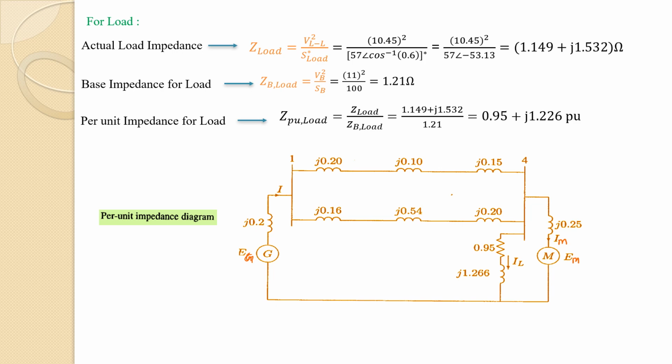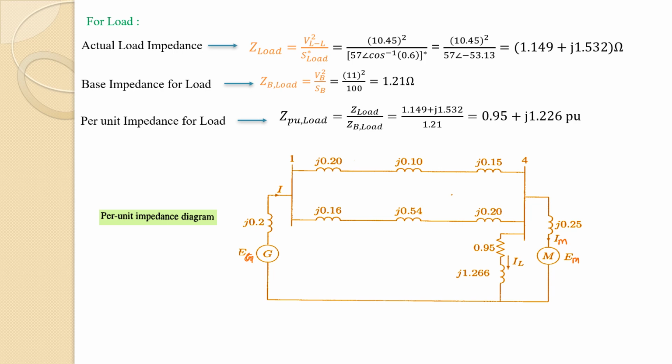Now we can calculate the per unit impedance for the load. So the per unit value will be the actual value divided by the base value, that is Z per unit load can be written as Z load, which is the actual value, divided by the base impedance for the load, that is ZB load. So substituting the values, we'll get the per unit impedance for the load. Now we are able to obtain all the values of the per unit impedances of all the components which are connected in this network.